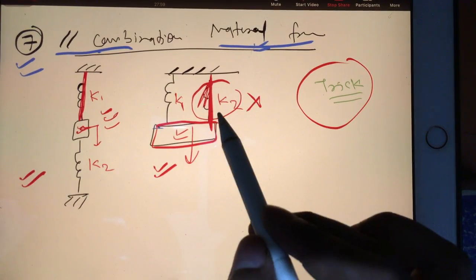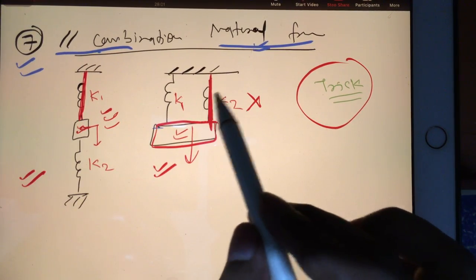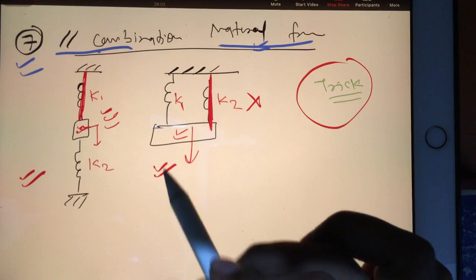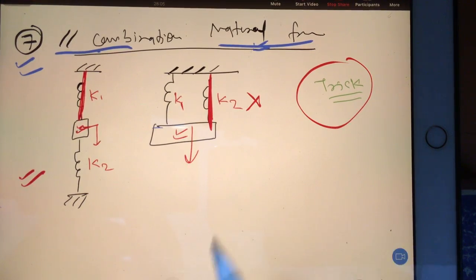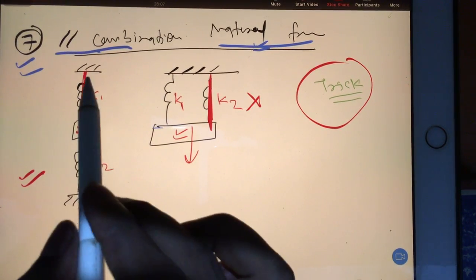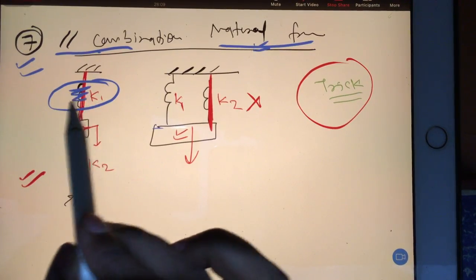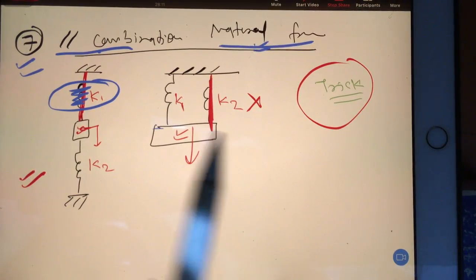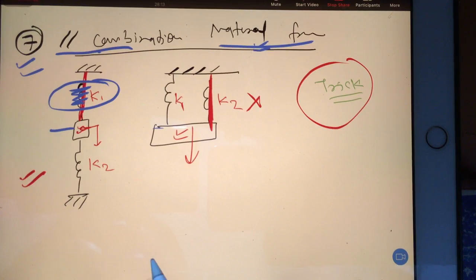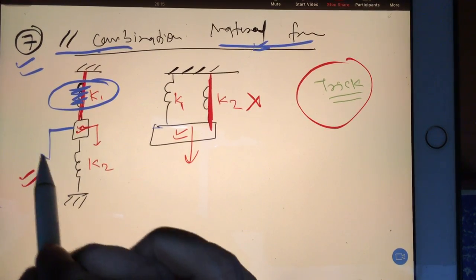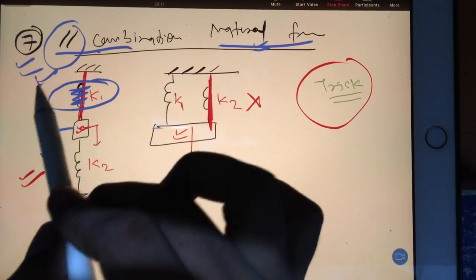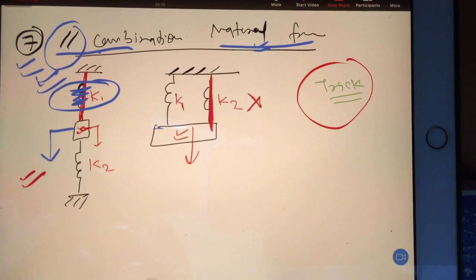So what is the trick? If you want to check whether springs are connected in parallel or series, you just do one thing. Imagine any spring as a rigid spring, and then you check whether the mass will vibrate or not. If the mass is not vibrating, it means parallel combination is confirmed, definitely confirmed.